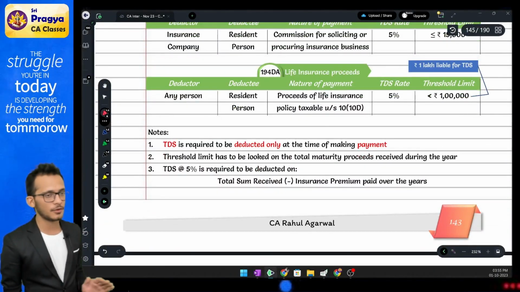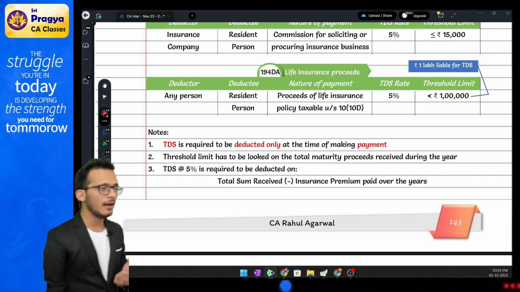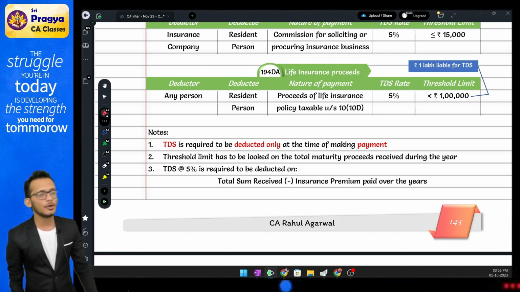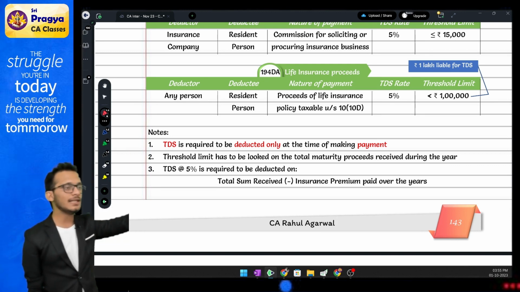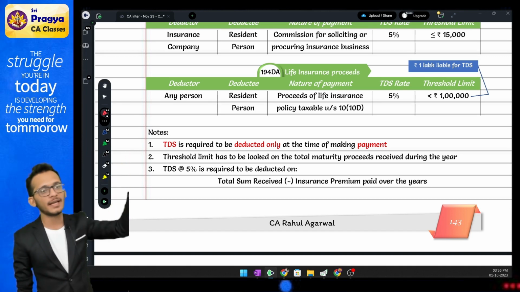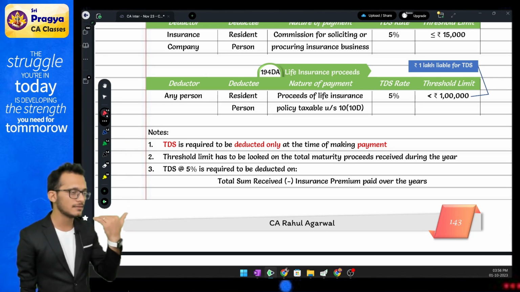DA is life insurance proceeds. If someone is going to get life insurance proceeds, first of all tell me whether the life insurance proceeds are taxable or not taxable. How do you check, Rahul? On the 80C line, you have 10, 20 and 15. If the premium goes beyond 10, 15, 20, the policy is taxable. If it is less than 10, 15, 20, the policy is not taxable.